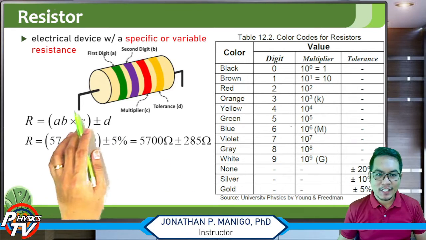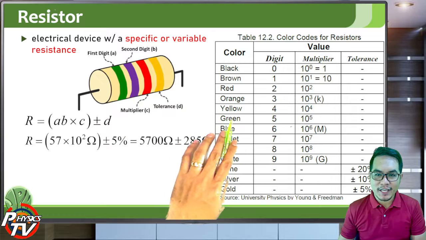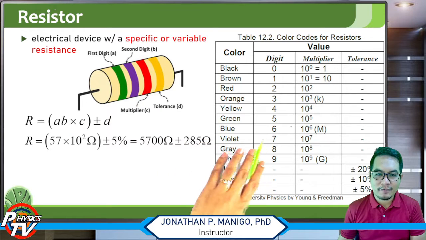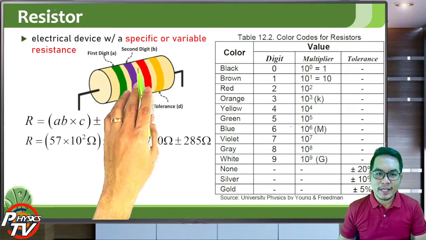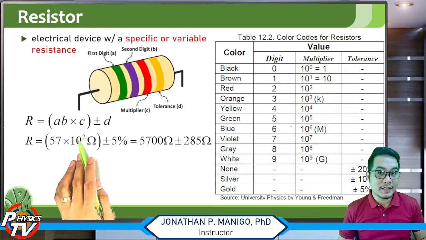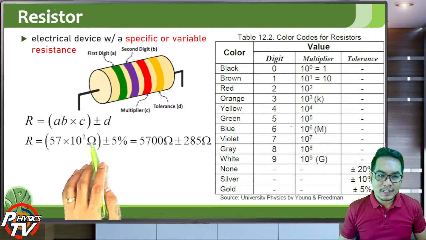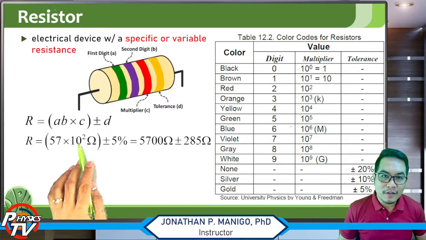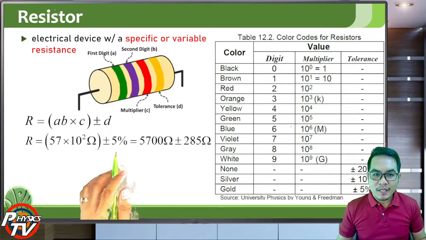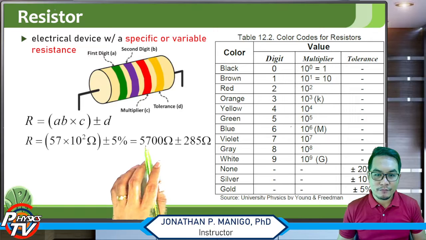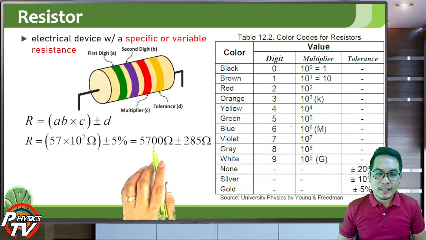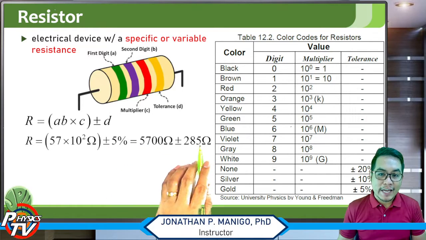For example, in this case, our first band is green, which is 5, so the first digit is 5. The second band is violet, which is 7. The multiplier, the third band, is red, which is 10 squared, or times 100. So that is 57 times 100, which is 5,700 ohms, plus or minus 5% of that value, because our final band is gold. 5% of 5,700 is 285 ohms.